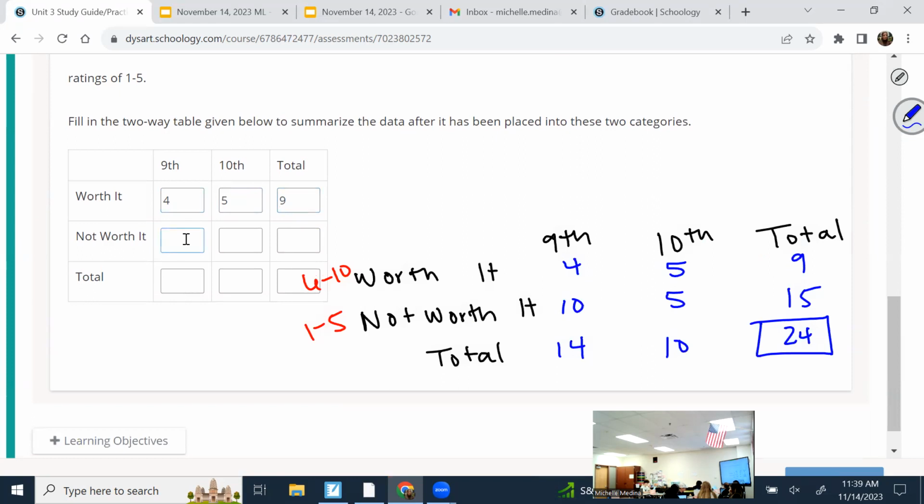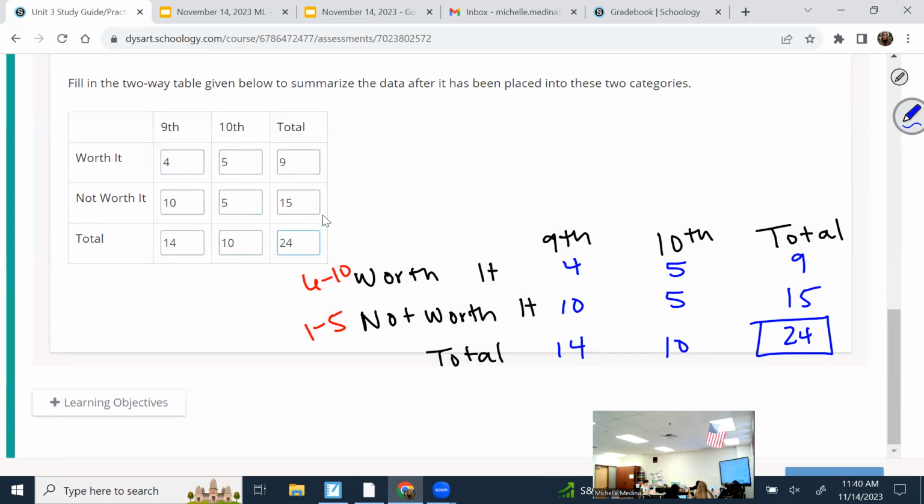So questions on that one? So you have to be able to do it from a little paragraph of information. I think this one was pretty easy on the study guide, but I know a lot of them that you'll see, they'll give you maybe total 9th graders, maybe they'll give you the total that said not worth it, and they'll make you fill in those gaps. So just make sure no matter what they give you, start with that and then fill in those gaps, knowing that they have to add up to the rows and columns. So questions on that one?